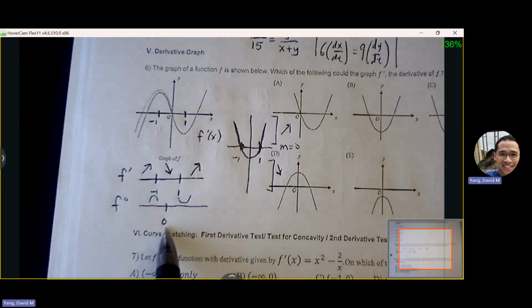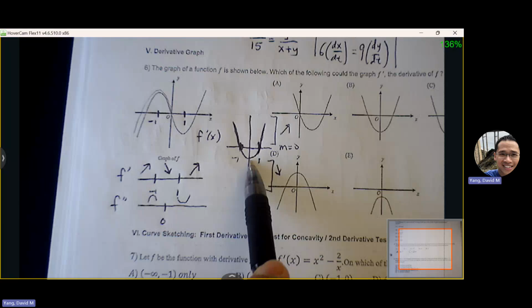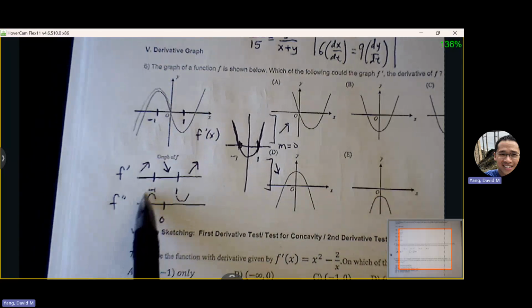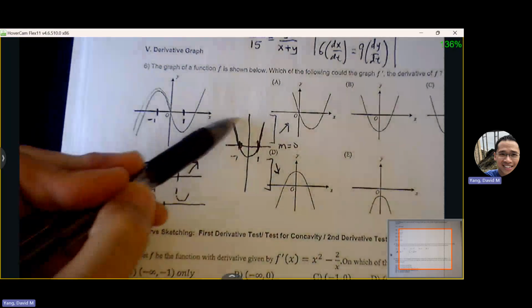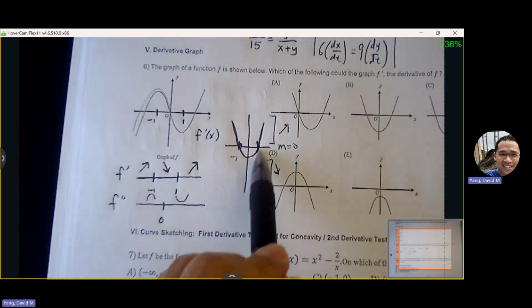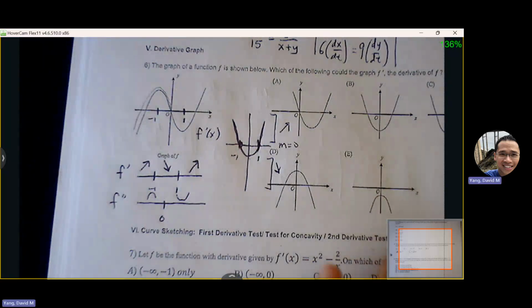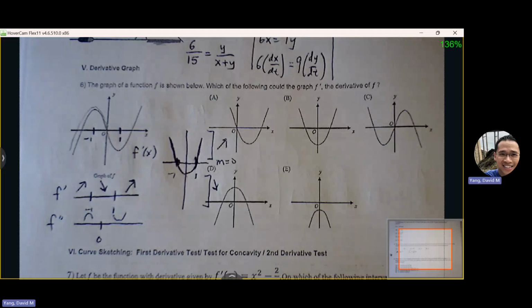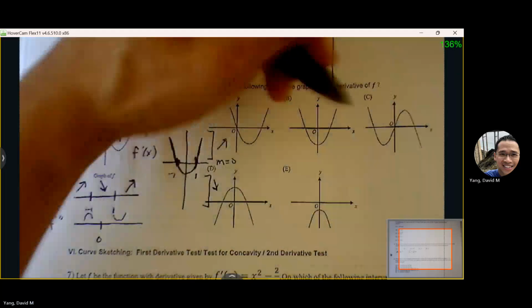It must be a max or min of the f prime graph, which we see that's true. Concave down means my f prime graph is decreasing in slope, which it is. And then concave up is positive slope. So that's going to be the best match with answer choice B.